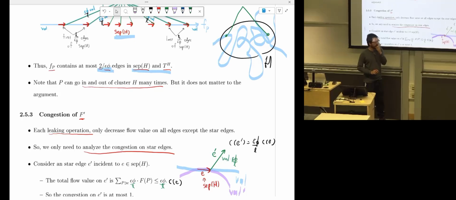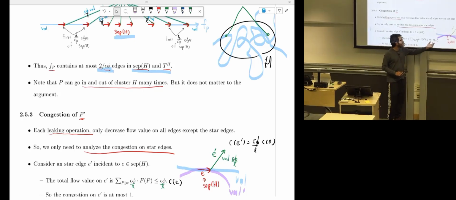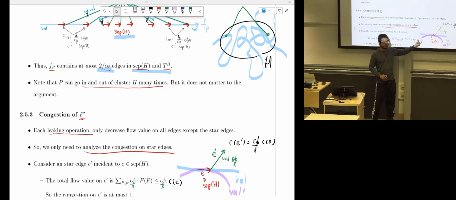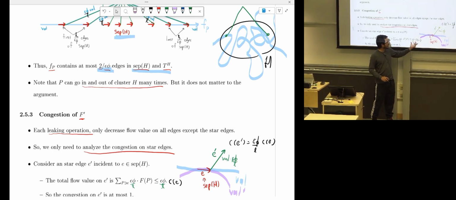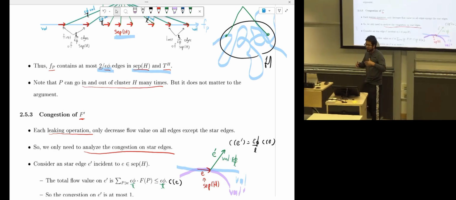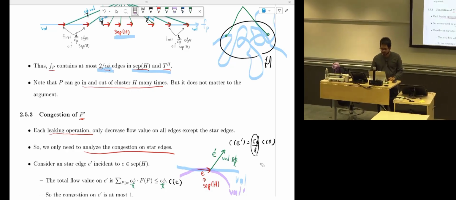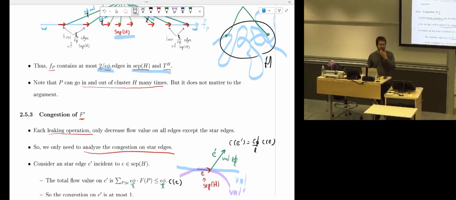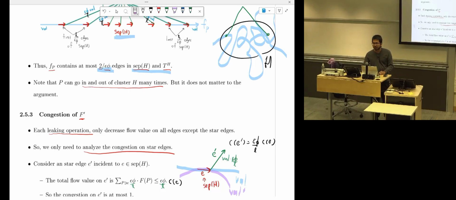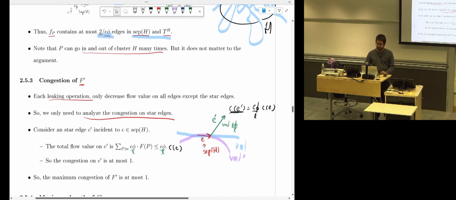But anyway, you see now that this sum is at most epsilon phi over L times the capacity, which is itself the capacity of E prime, because that's our capacity scale. So it means that the congestion is at most 1. Congestion on this edge is at most 1. So every star edge has congestion at most 1. So we are done.